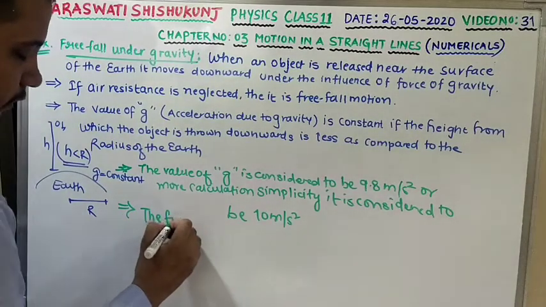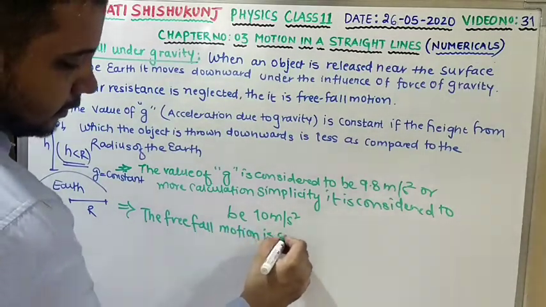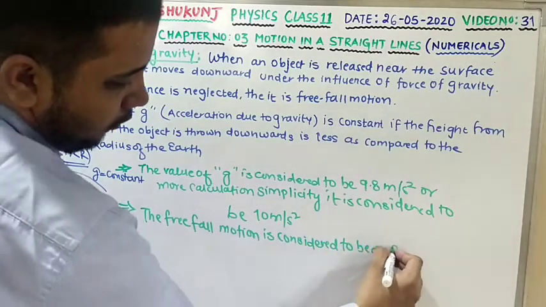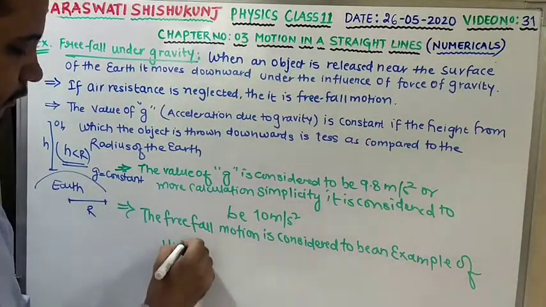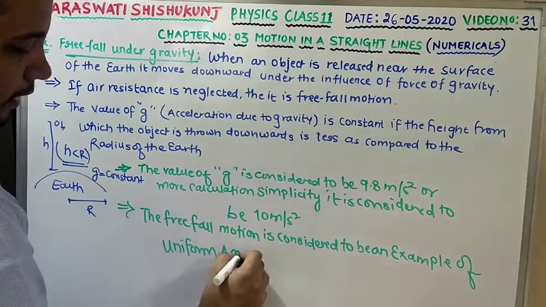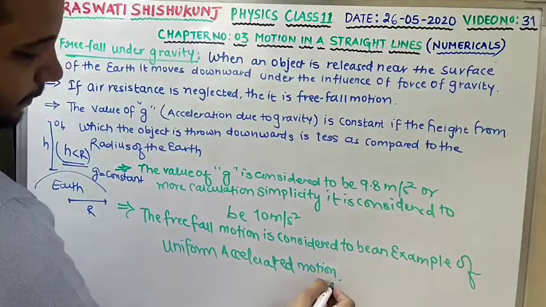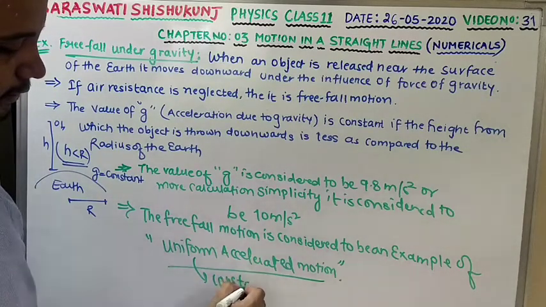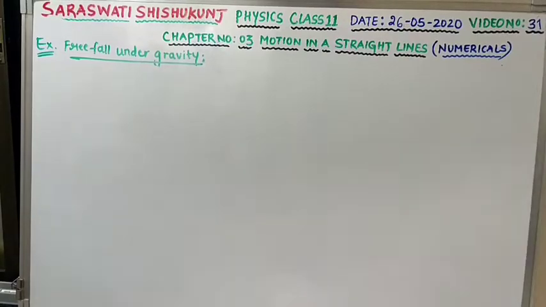The free fall motion, last point, the free fall motion is considered to be an example of uniform accelerated motion. So this clear? This is a very important point. This is an example of uniform acceleration. Uniform means what? Constant acceleration. Uniform means what? Constant. Till this clear? Perfectly fine.